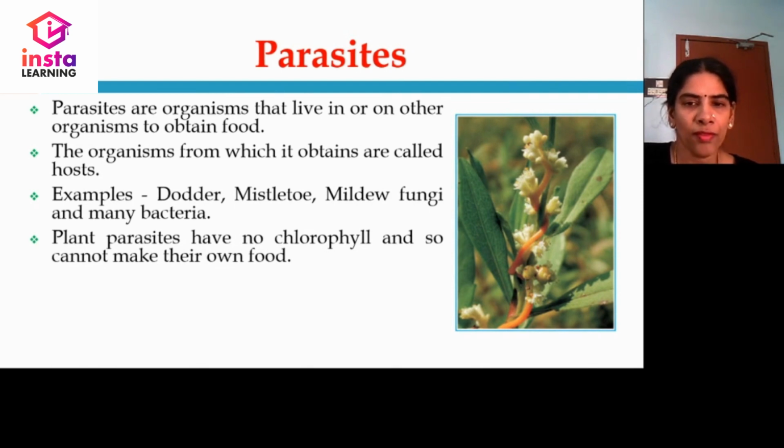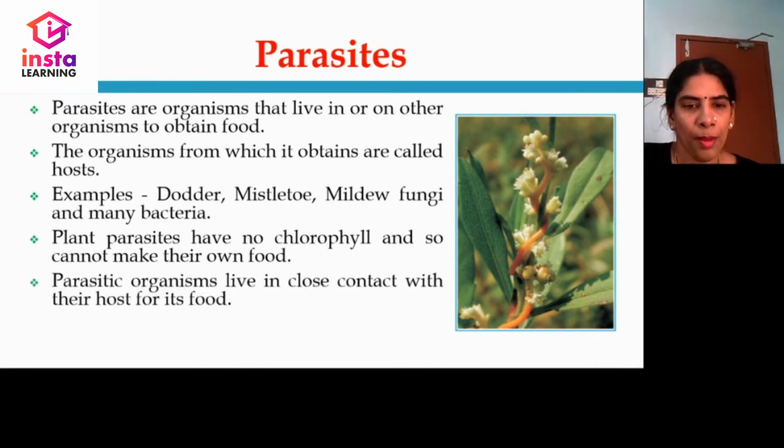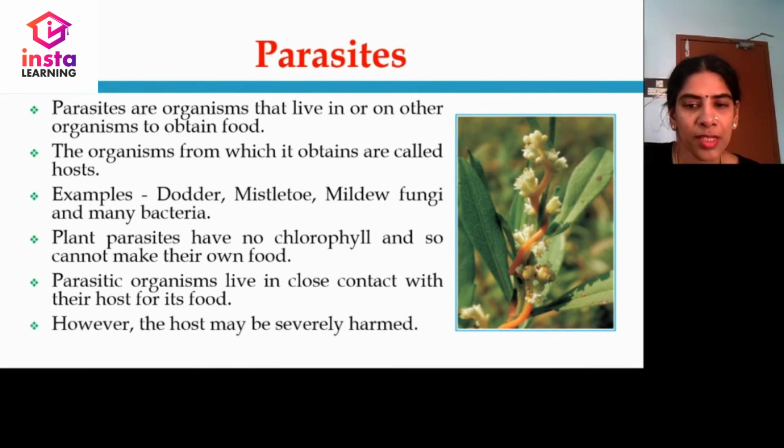Plant parasites have no chlorophyll and so they cannot make their own food. As discussed earlier, photosynthesis takes place only in the plants having chlorophyll. Since parasites do not have chlorophyll, they cannot prepare their own food, and hence they depend on the host plant for food. Parasitic organisms live in close contact with their host for its food. However, the host may be severely harmed.